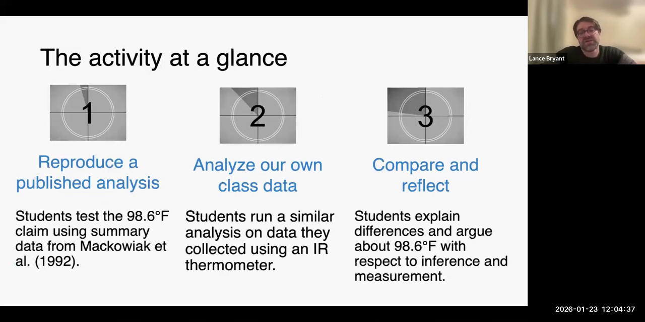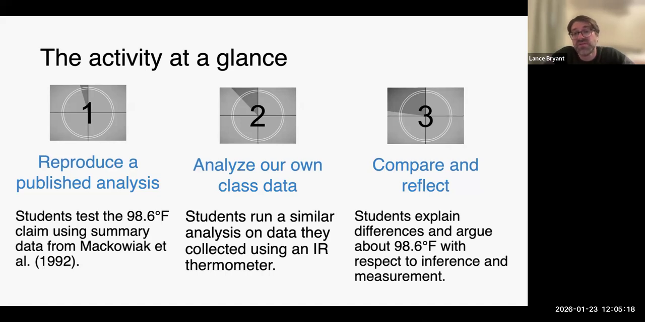All right, I'll show you some snippets of the activity in a bit, but just to give you an idea of how it went, it had three parts. The first part is looking at a 1992 study that considered whether 98.6 degrees Fahrenheit is still a good number to use as the mean body temperature for healthy humans. We take the summary statistics from that old study and rerun that to see what results we get. So they get to look at a previous study and play around with that a little bit.